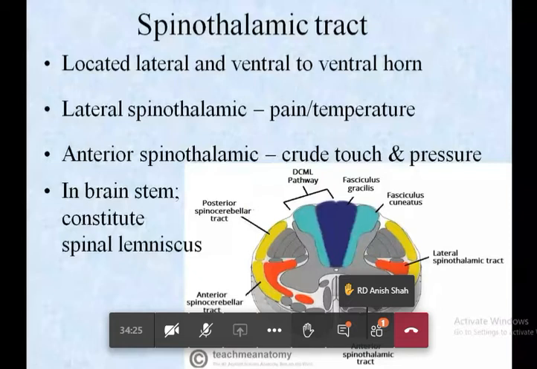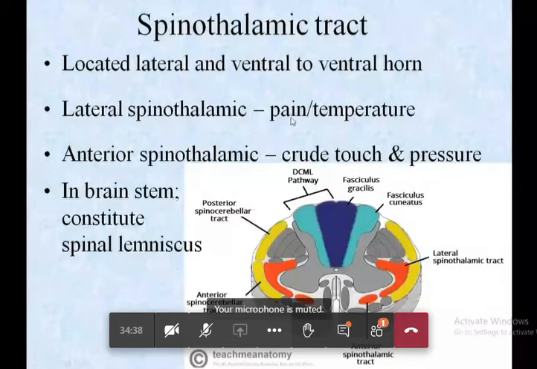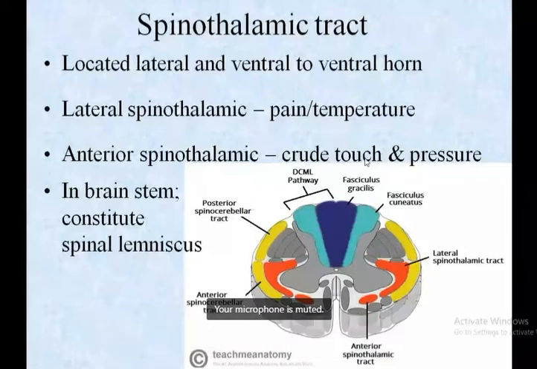Okay. Lateral spinothalamic tract carries mainly the pain and temperature sensation, while anterior spinothalamic tract carries crude touch and pressure. Fine touch is carried by the dorsal column pathway, while crude touch cannot discriminate two points of touched area. Okay, such a simple rough type of touch is known as crude touch. So crude touch and pressure is carried by this anterior spinothalamic tract.